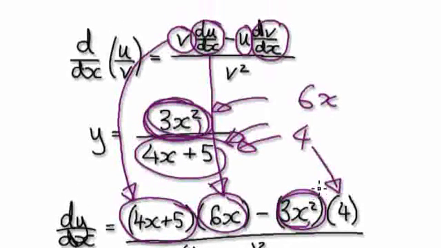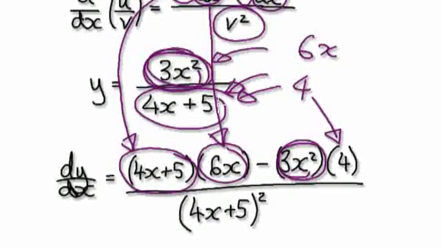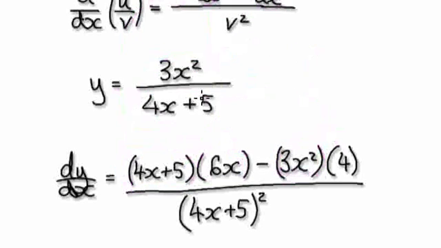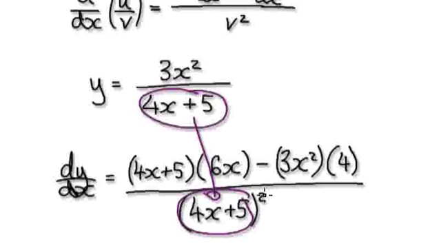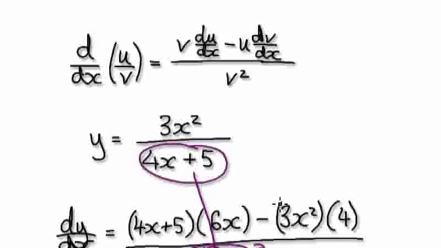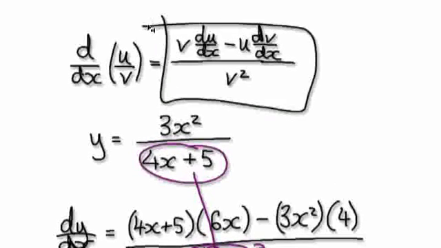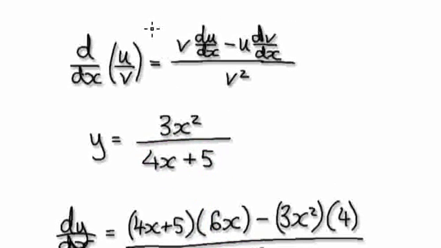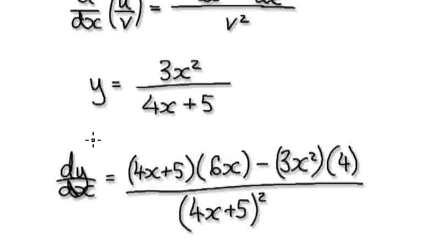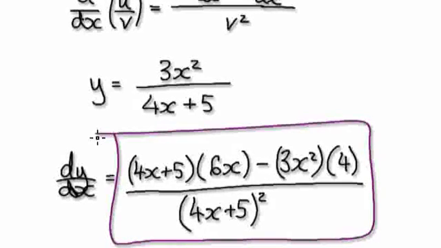Okay. And then the last part is v squared. Don't forget this whole thing here is v. So take the whole thing down as a whole, and then square it. So we are just basically blindly following this. So that would take us to here. So dy by dx is this here.